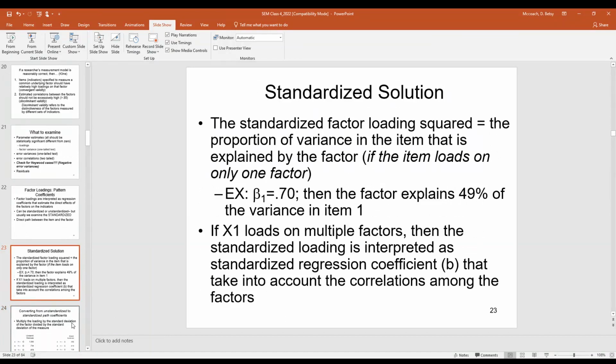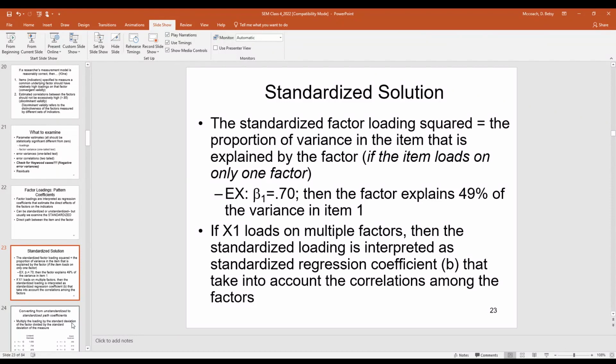So let's assume that an item is being explained by just one factor, so we've got a unidimensional solution here. If the factor predicts the item, and there's only one factor predicting that item, then, well, actually, I can do this even if there's more than one factor predicting the item. But the standardized factor loading is the proportion of variance in the item that's directly explained by the factor, if the item loads on only one factor. So if the factor loading is 0.7, that means the factor explains 49% of the variance in item one.